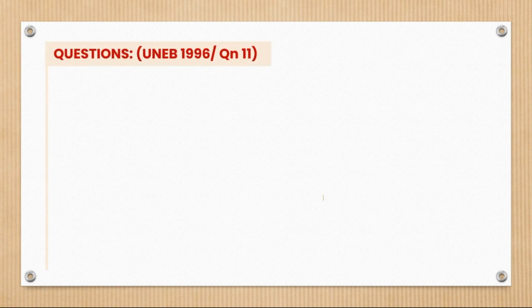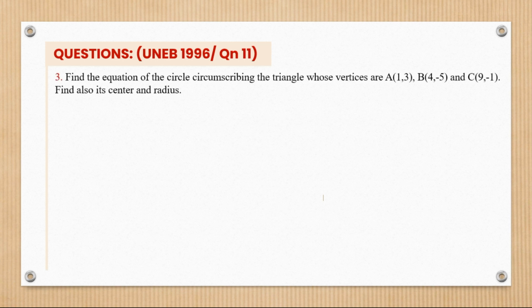The next question is a question from UNEB 1996, and this was question number 11. So being told to find the equation of the circle circumscribing the triangle whose vertices are A (1, 3), B (4, -5), and C (9, -1). Find also its center and radius.